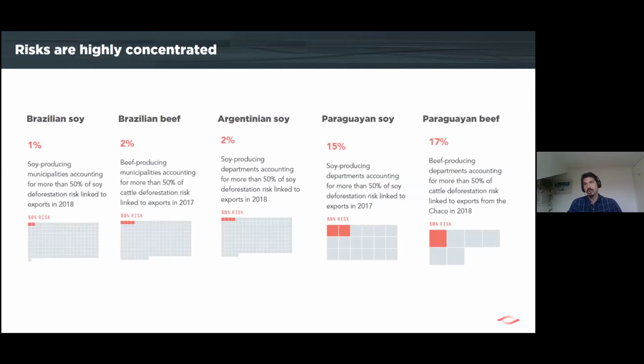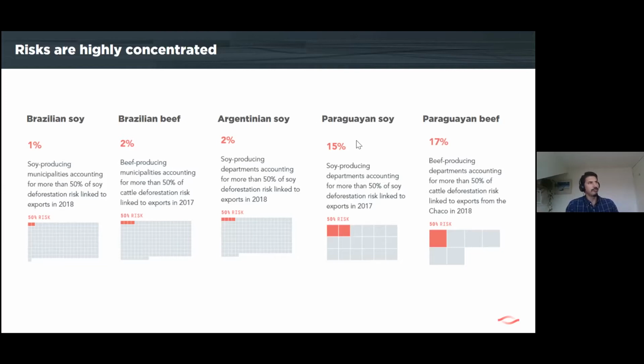Another message that we found, and I think it's the key fact that we keep bringing to our users, is that although it seems very complex to address that problem, actually the deforestation risk associated with the trade is really concentrated in a few places. In the case of Brazilian soy, for example, half of all the risk that this commodity is associated with deforestation is concentrated in just 1% of all the soy producing municipalities in Brazil.